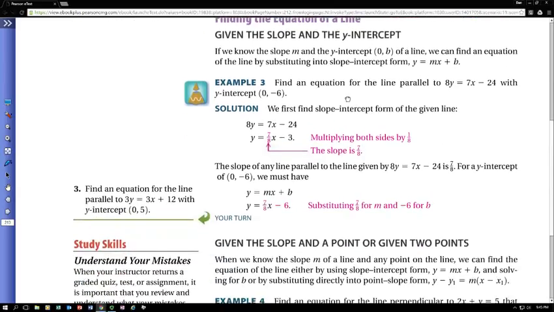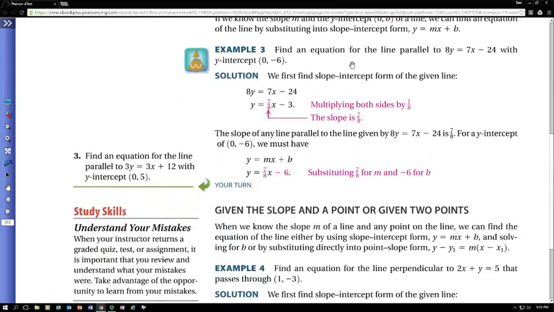So here let's look at example 3. It says find an equation for the line to 8y minus 7x minus 24. Okay, and it tells us what is the slope, right? Excuse me, I read this wrong. Find the equation for a line parallel. Parallel is important here to this line that is represented by this equation, and then they give us the y-intercept for this parallel line.